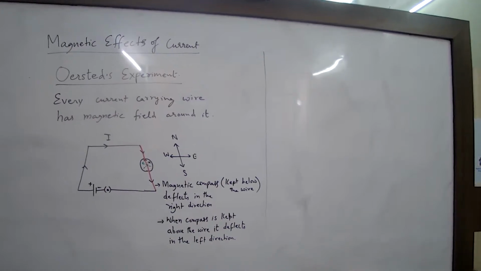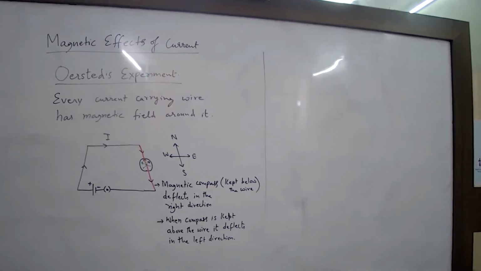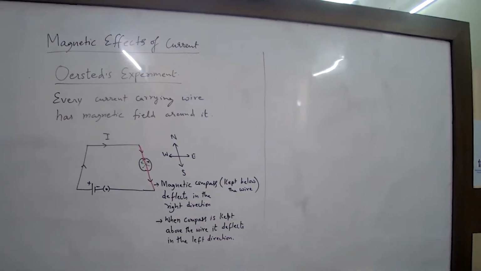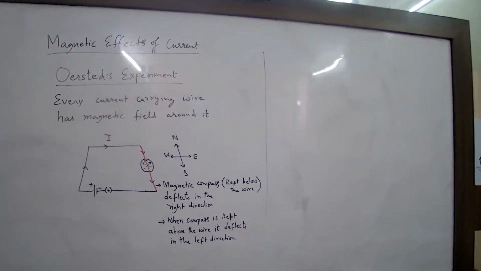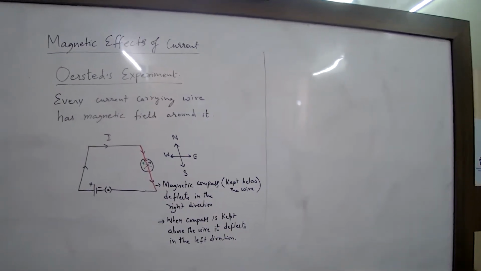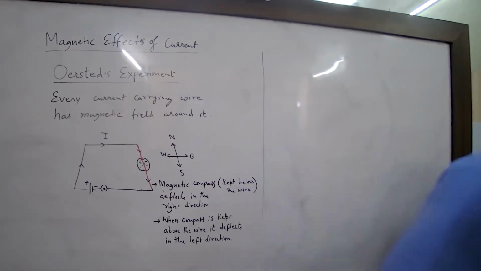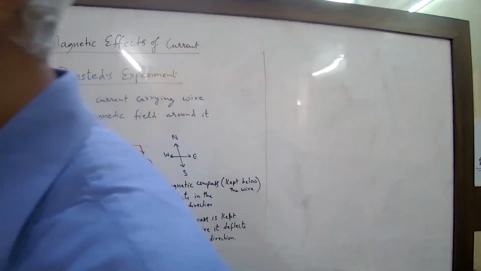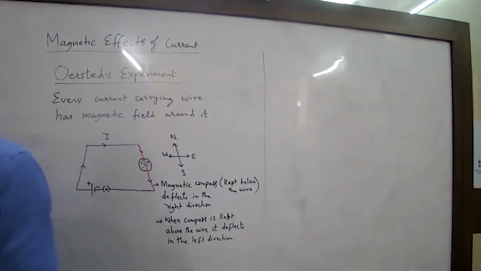Okay. It does not intersect. Why does it not intersect? Because it cannot have two directions. It cannot have two directions because intersection is where two directions are possible. Where is the direction of the magnetic field? At any point? From north to south outside the magnet.